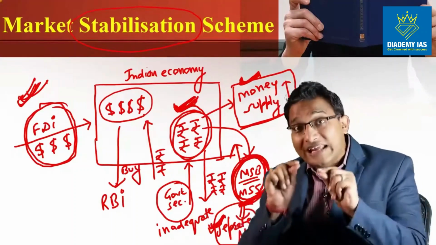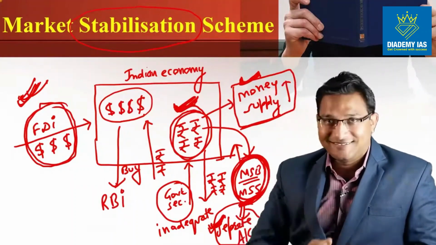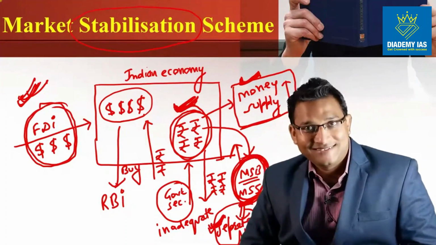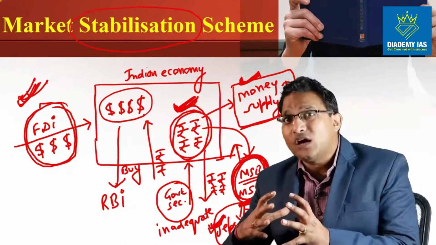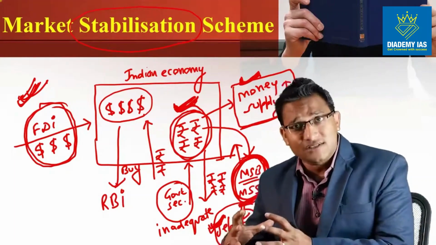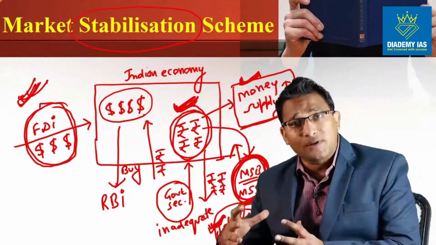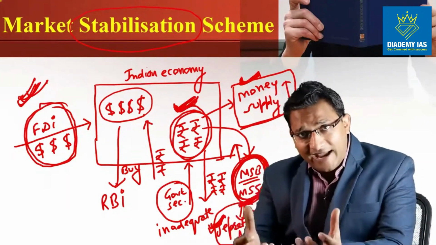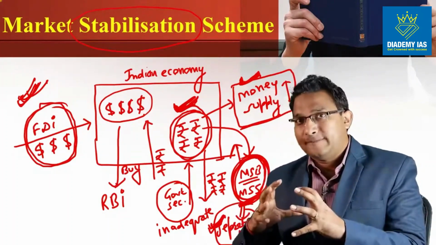Can you see, in this scheme the government is selling some security and flushing out the Indian rupee from the market. So can we say this is quite similar to open market operations? Yes, this is very similar. In open market operations also, the Reserve Bank of India sells the government security and flushes out the money. But there is a difference.